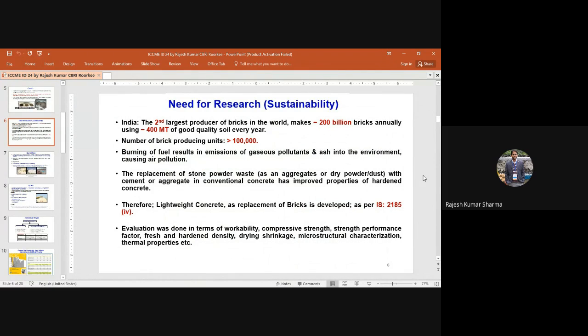Okay, yes. So the number of brick producing units is more than 1 lakh, and as we know, burning of fuel results in emission of gaseous pollutants and ashes into the environment. Therefore, lightweight structural concrete as a replacement of brick, by incorporating different kinds of waste materials such as marble slurry and fly ash, has been developed in our lab as per IS 2185 part 4. Different kinds of evaluation were done in terms of workability, compressive strength, performance factor, fresh and hardened density, drying shrinkage, and macrostructural characterization, along with thermal performance analysis as per ECBC, Energy Conservation Building Code 2017. There are some targets for composite climates, so we have targeted those values, which I will discuss later in this presentation.